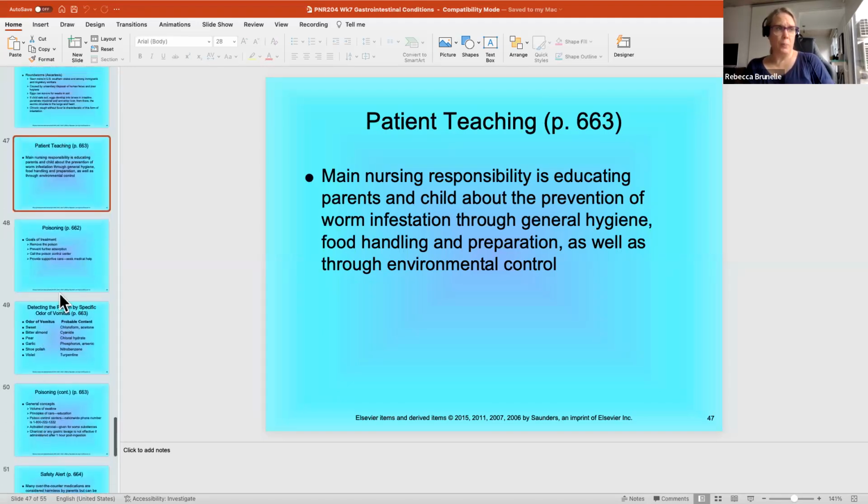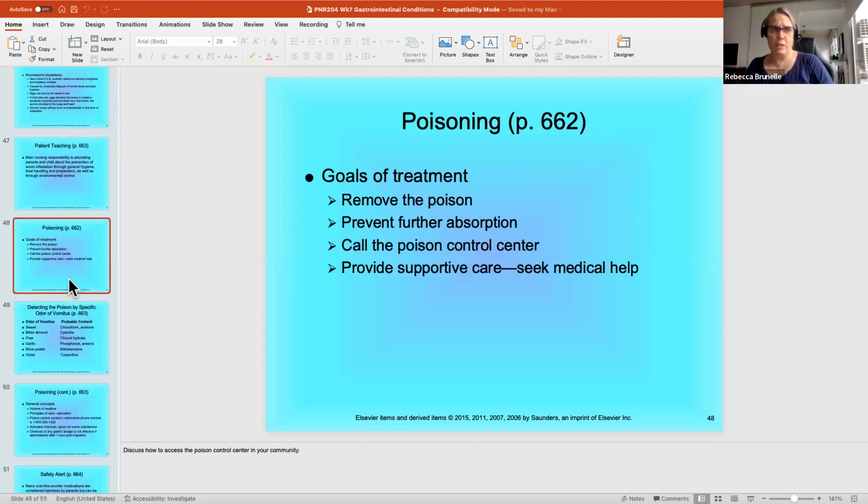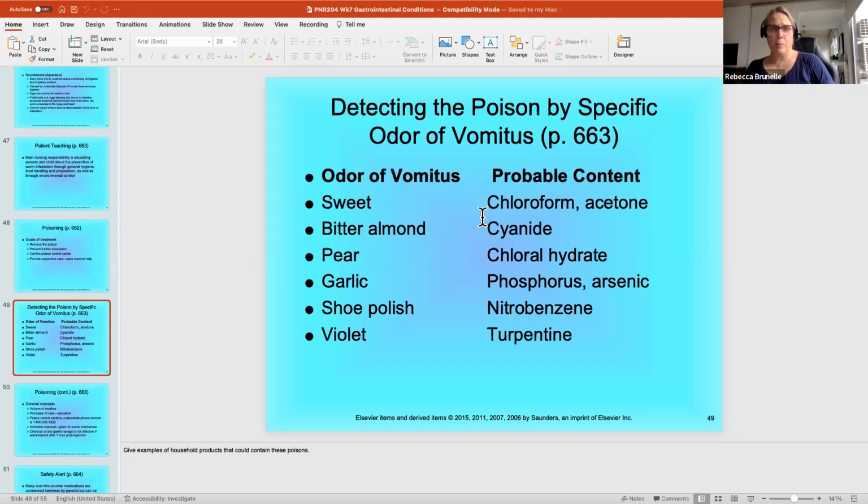So poisoning kind of falls into this category of GI complaints. So just making sure you're doing good education, making sure that poisonous substances, household cleaners, etc., are out of the reach of children. You don't necessarily have to memorize the information on this slide, but be able to recognize that the odor of the vomit can tell you a lot about what might be in it. So getting all the information you can, if you ever have to call poison control, including what it smells like, is really useful.